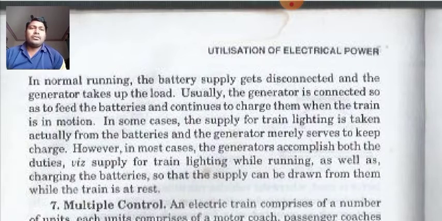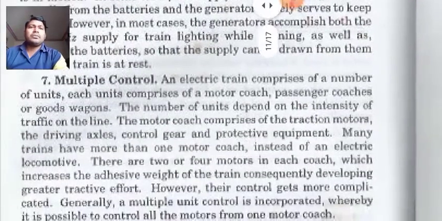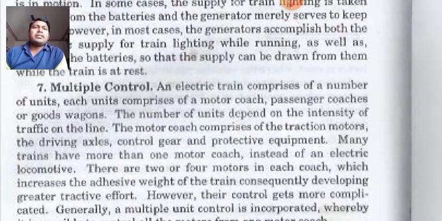Now, multiple control. Let us understand what these multiple controls are. An electric train comprises a number of units. Each unit comprises a motor coach, passenger coach and goods wagon. The number of units depends on the intensity of traffic of the line. The motor coach comprises the traction motor, the driving axles, control gear and protective equipment. Many trains have more than one motor coach instead of an electric locomotive.